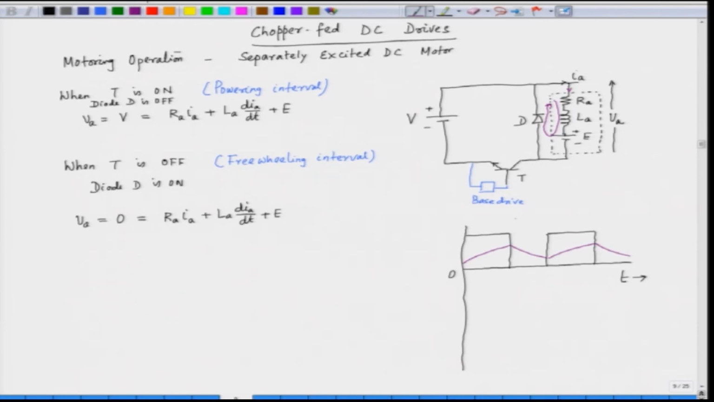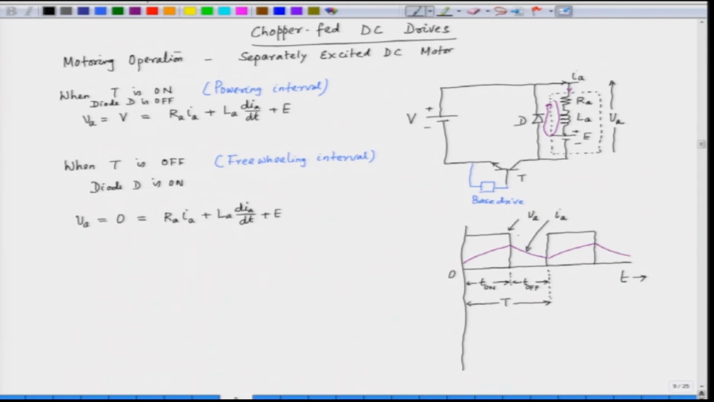So, in this case, this is the armature voltage V A, and this waveform is the armature current. Now, when the switch is on, the time here is T on. The switch remains on for the time T on, and the time when the switch is off is called T off. This is the off time of the switch, and T on plus T off is capital T, the time period of the switch.